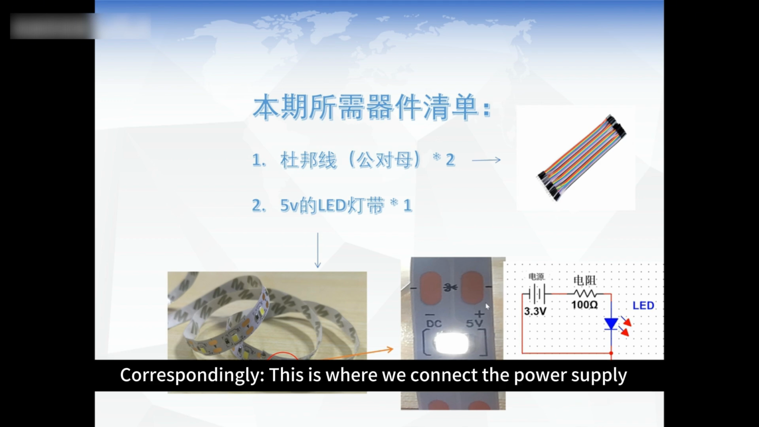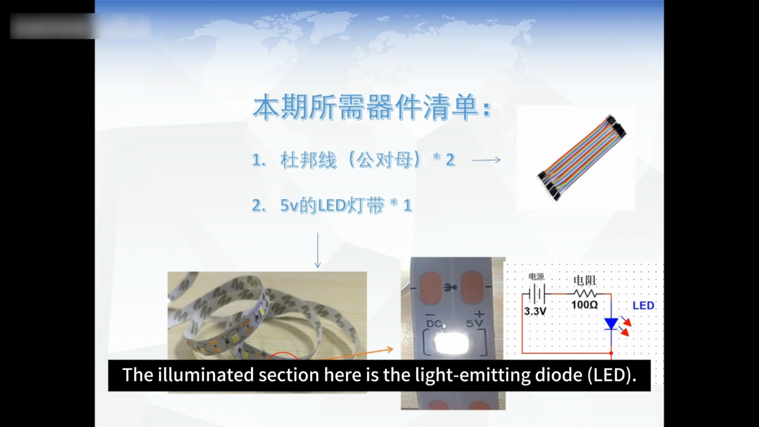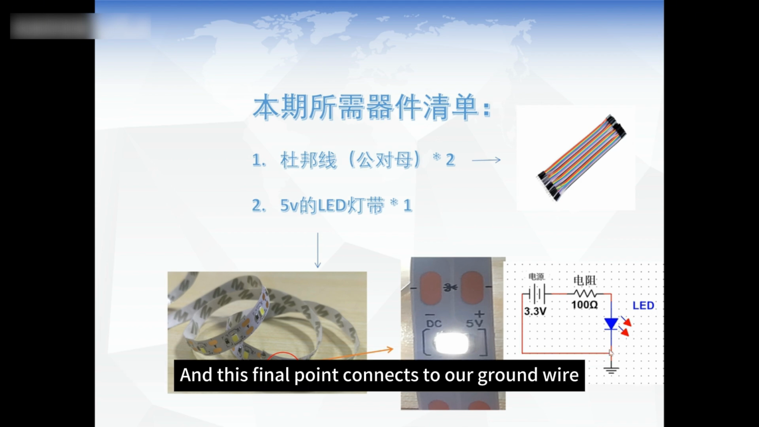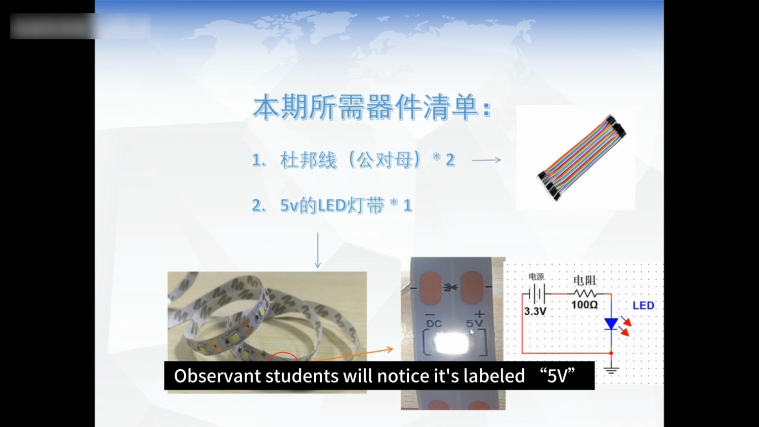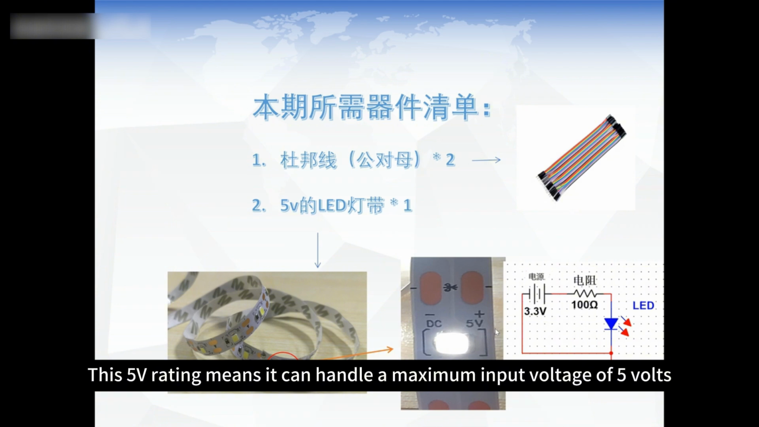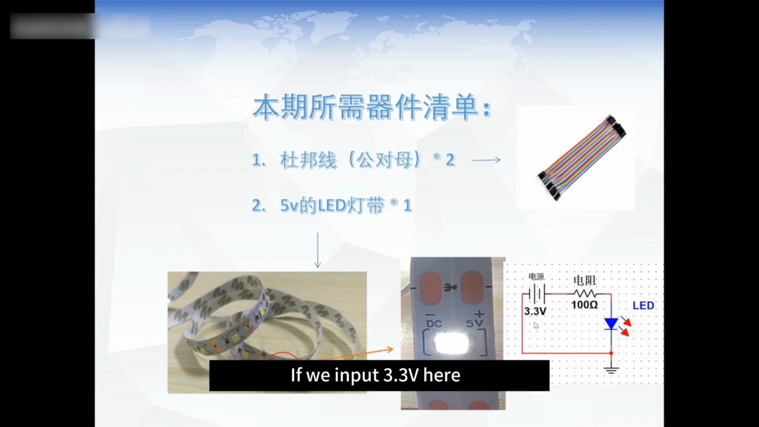Correspondingly, this is where we connect the power supply. This component is the resistor we mentioned. The illuminated section here is the light-emitting diode, LED. And this final point connects to our ground wire. Observant students will notice it's labeled 5V. This 5V rating means it can handle a maximum input voltage of 5 volts. Exceeding 5V could potentially burn out the light strip. If we input 3.3V here, the brightness might be slightly dimmer, but it will still illuminate normally.